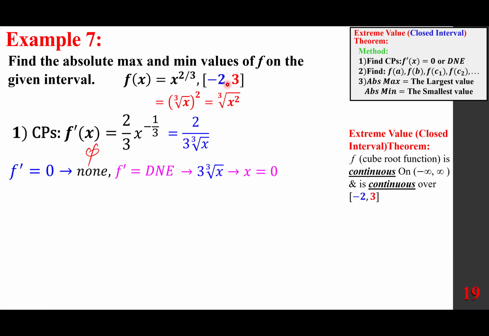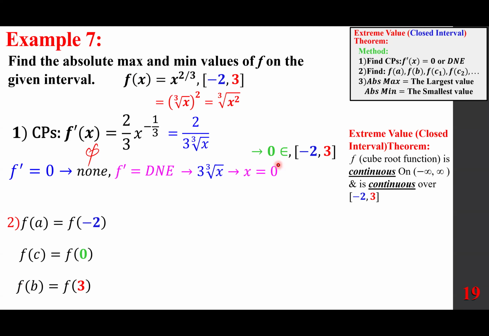Is 0 in between? Yes. Therefore, we can use 0 to evaluate. So we're going to evaluate the original function at the two endpoints as well as 0. The function f of x is x to the power of 2/3 or cube root of x squared.